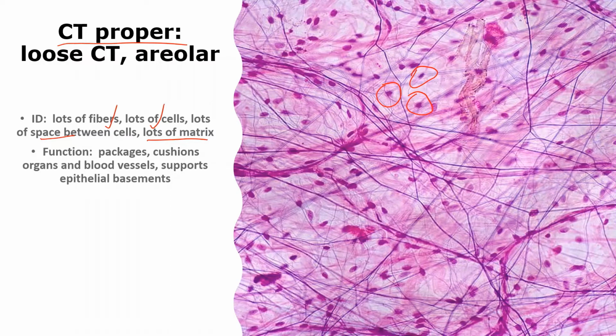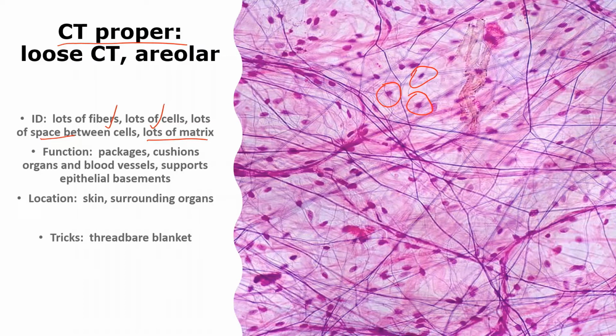Function: packaging, cushioning, support. I often call this bubble wrap when I do live lectures in front of students, to kind of get them to think about that. What do you do with bubble wrap? You wrap it around something that you want to protect. Find it in the skin, and if it's going to be bubble wrap, you'll find it surrounding organs.